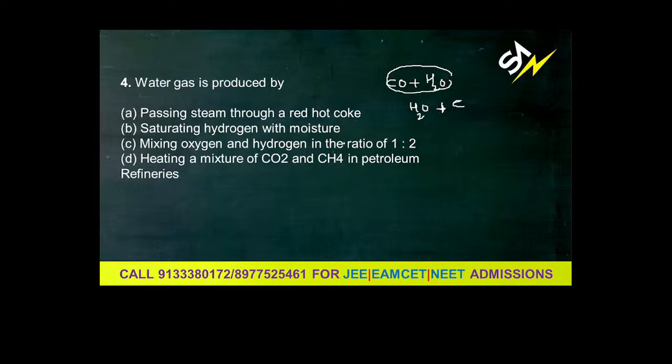Then option B is wrong because saturation does not give water gas. Next, the oxygen and hydrogen mixture gives only water, and heating a mixture of CO2 and CH4 is also not possible to give water gas. So water gas is possible by passing steam through red hot coke, where coke's symbol is carbon. The result is water gas.